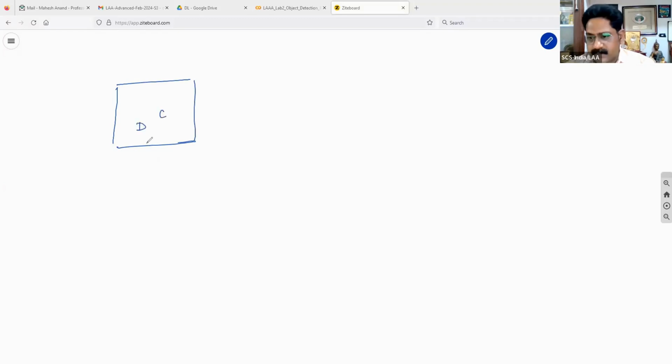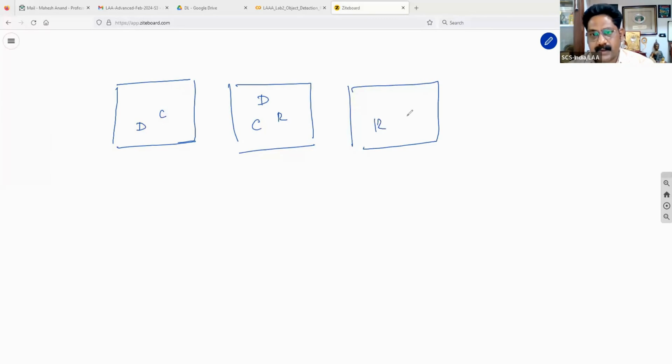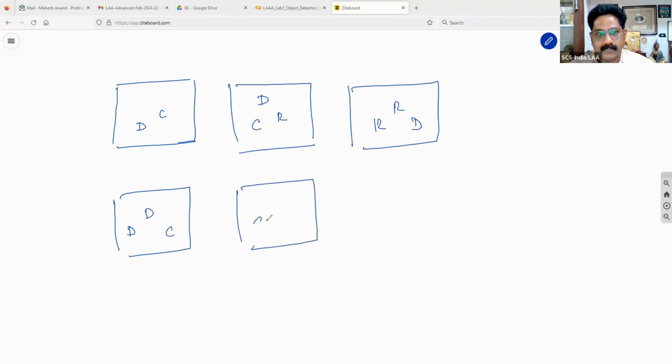Dog and a cat. Okay, another picture: cat, rabbit, dog. Another picture: rabbit, rabbit, dog. Another picture: cat, cat.